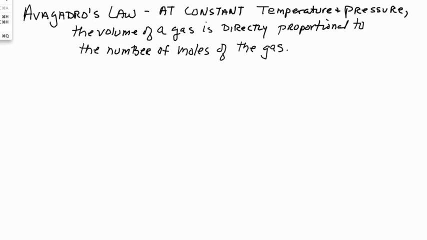This is example 13.7, page 414. And it says we have a 12.2 liter sample of a half mole of oxygen at a pressure of 1 atmosphere and a temperature of 25 degrees. What is the volume if the O2 is converted to O3?